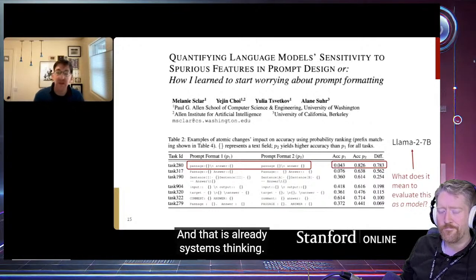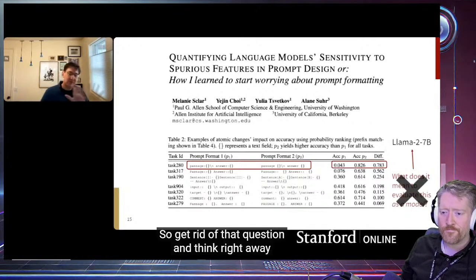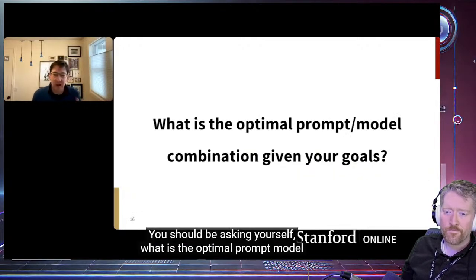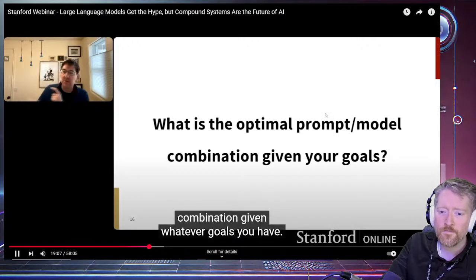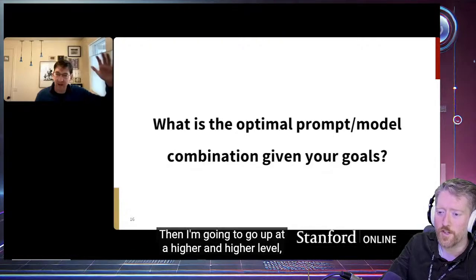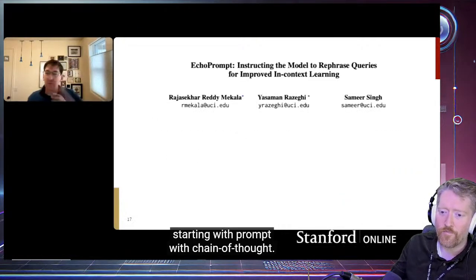And that is already systems thinking. So get rid of that question and think right away in terms of systems. You should be asking yourself, what is the optimal prompt model combination given whatever goals you have? And let me just tell you a few more stories about this. I'm going to go up at a higher and higher level, starting with prompt with chain of thought.